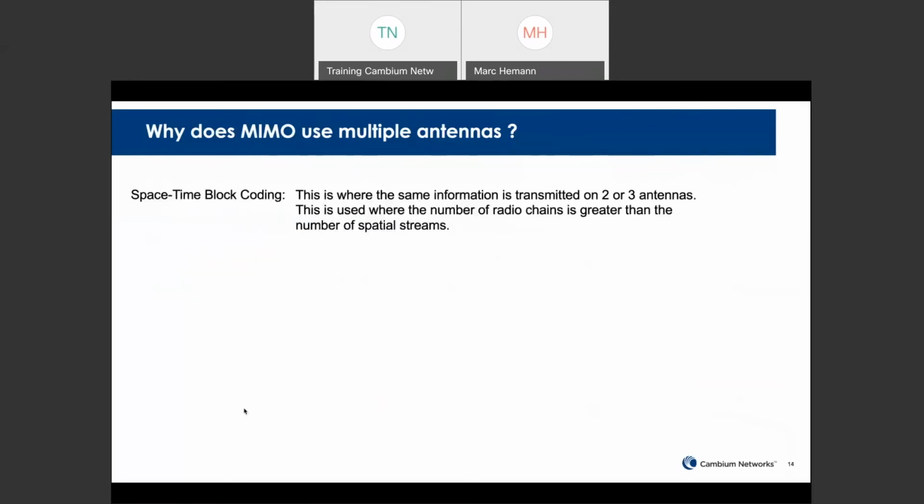The technique of transmit diversity is called space-time block coding. The same information is transmitted on 2 or 3 antennas. This is used where the number of radio chains is greater than the number of spatial streams. The 3x3x2 radio is a good example of this. This technique will not necessarily increase the throughput, but what it will do is increase the receiver's ability to detect signals in a lower signal-to-noise ratio environment.